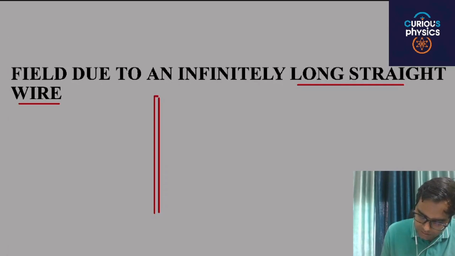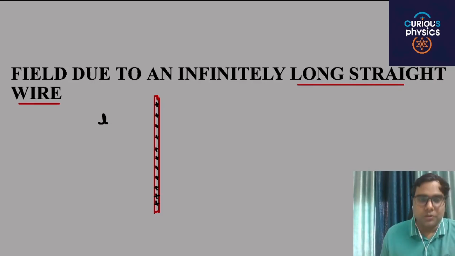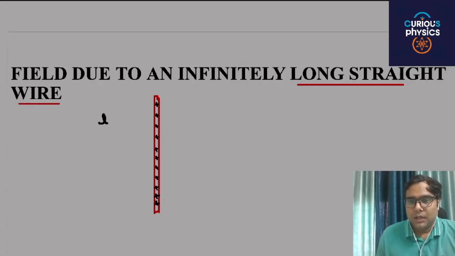This is the wire, and let's say its length is L. And you have to find the electric field. The charge is positive charge, and this particular charge is distributed along this wire. So here we will use the concept of charge densities.